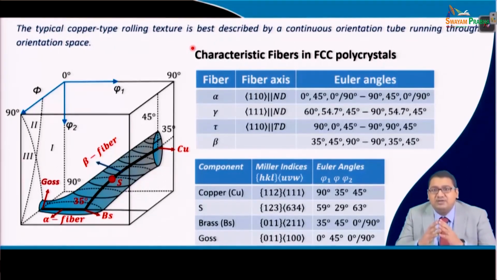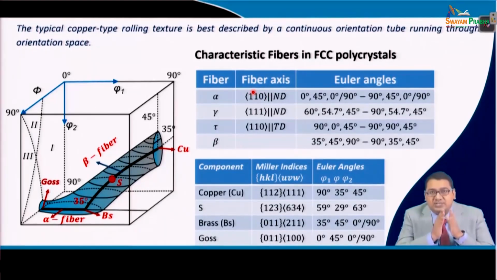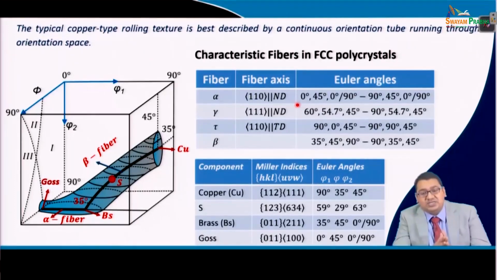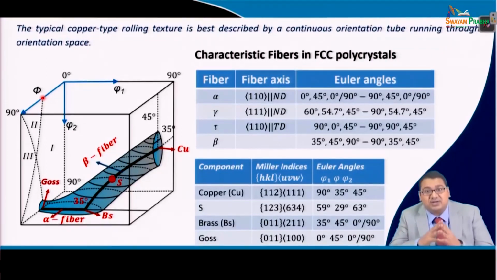So, typical fibers that are observed in these FCC polycrystals are the alpha fiber. Now, this alpha fiber is basically called the 110 parallel to ND. So, it is either called a 110 fiber or an ND fiber, right. And this ND fiber, if we talk in terms of Euler angles, it starts from 0 degrees for phi 1, 45 degrees at phi, and phi 2 equal to 0 or 90 degrees, right.